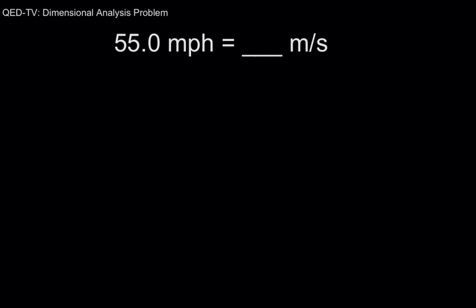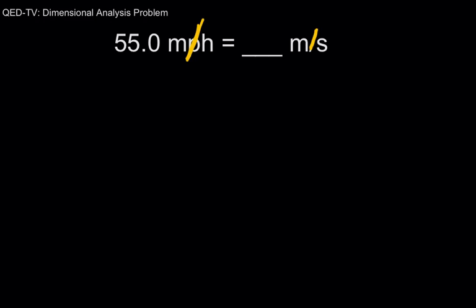Okay, here's another dimensional analysis problem. This one's a little bit longer. We want to convert 55.0 miles per hour into meters per second. On the right side I drew a slash for the "per," but the "per" in this one still could be a slash. So this is another one of those problems where I already have a numerator and a denominator unit.